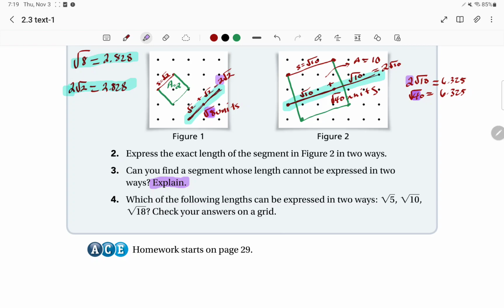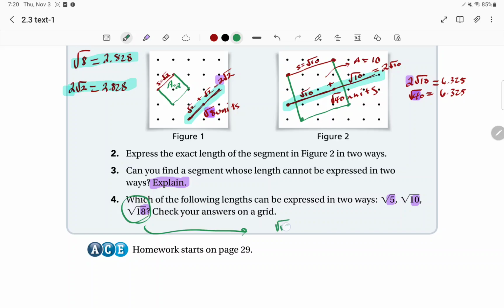Number 4, which of the following lengths can be expressed in 2 ways? We'll look at these, 5, 10, 18. Are any of those divisible by perfect squares? Think about it. Only one of them is divisible by a perfect square, and that is this one. Okay, so I'll show you algebraically. You can do it on a grid if you want to, but I'm going to show you algebraically.